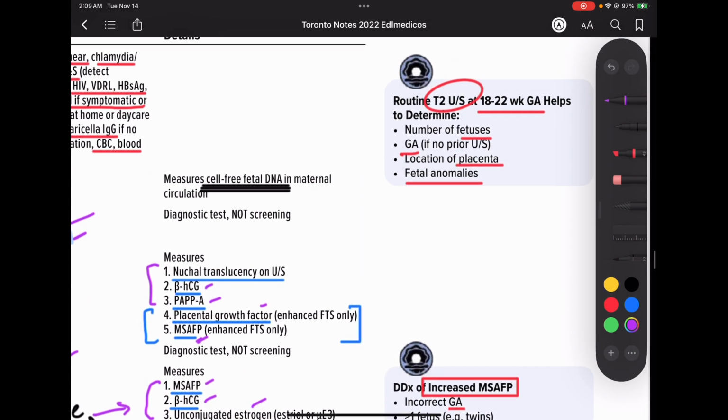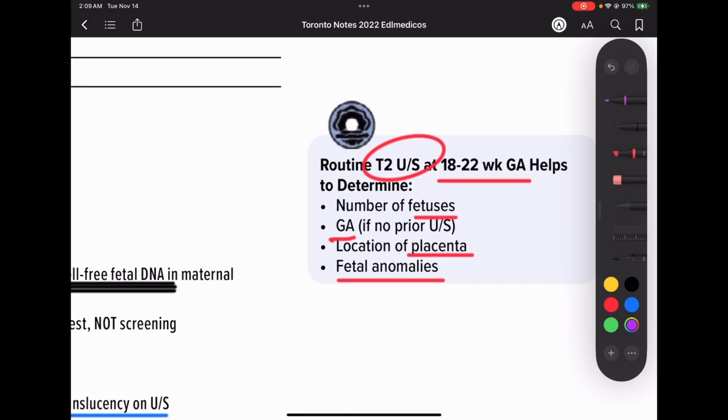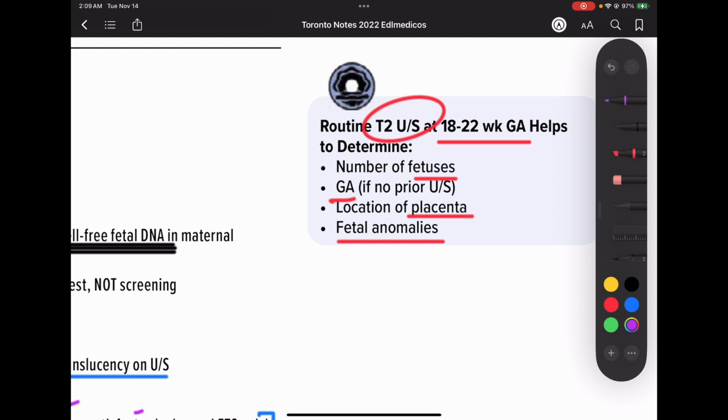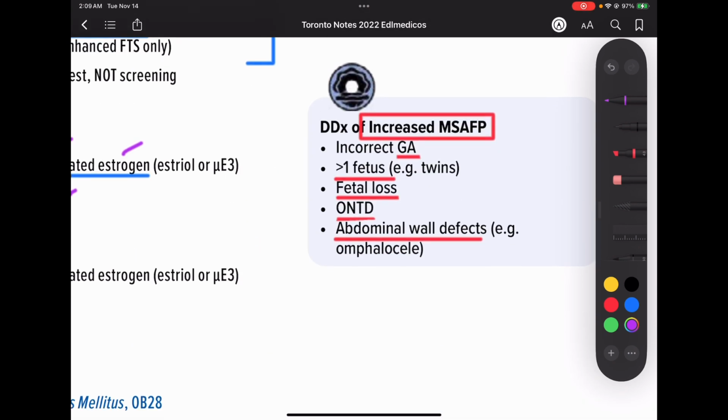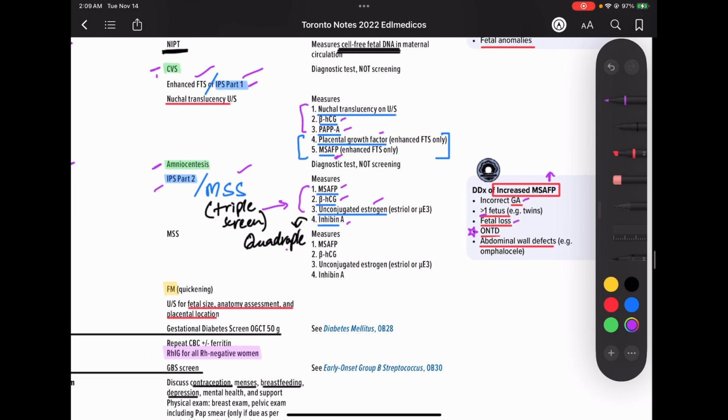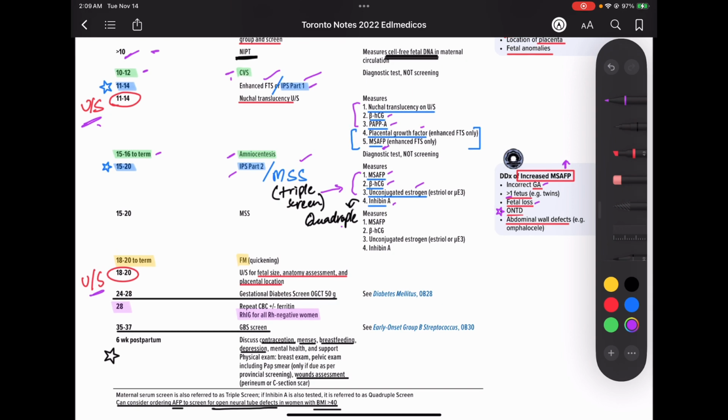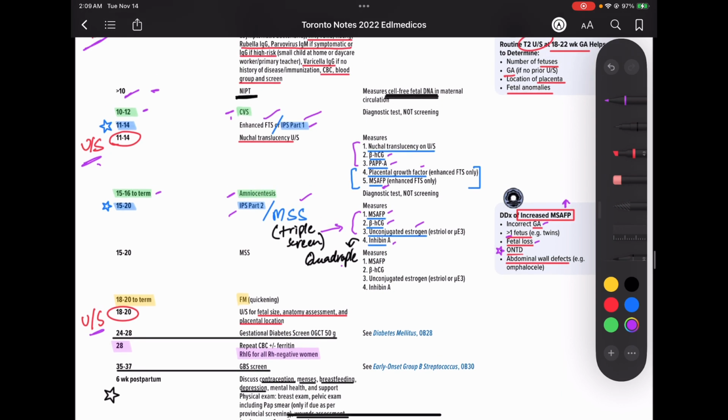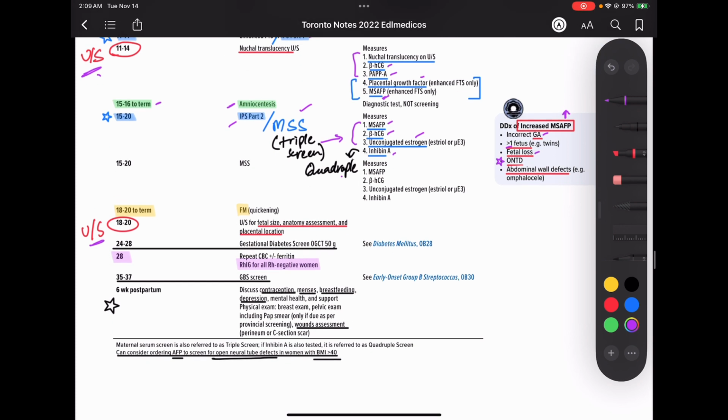So in this 18 to 22 weeks, we also look for number of fetuses, gestational age, location of placenta, fetal anomalies, and differentials of increased maternal serum alpha fetoprotein. Gestational age may be incorrect, and more than one fetus might also increase our alpha fetoprotein. It could be more than one fetus, it could be fetal loss, and the one which we read already, open neural tube defects, and abdominal wall defects like omphalocele might also lead towards increased maternal serum alpha fetoprotein. Okay, so we did the blue coded two.